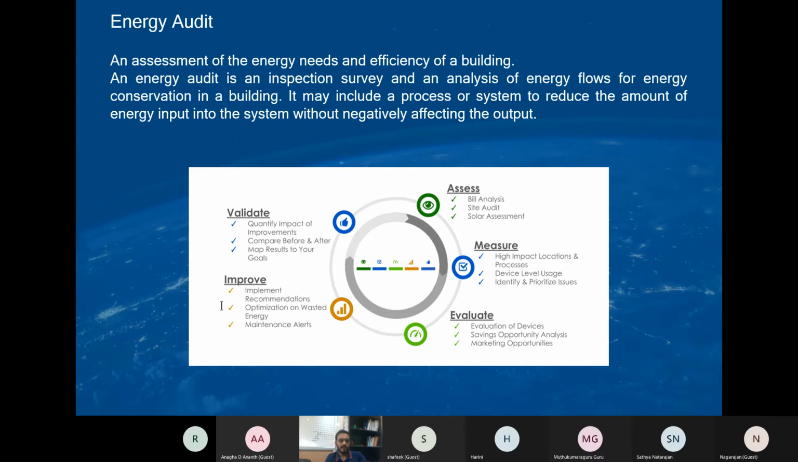So what is an energy audit? An assessment of energy needs and efficiency of the building. That is, an energy audit is an inspection, survey and analysis of the energy flow for energy conservation in a building. It may include process or system changes to reduce the amount of energy input into the systems without negatively affecting the output.